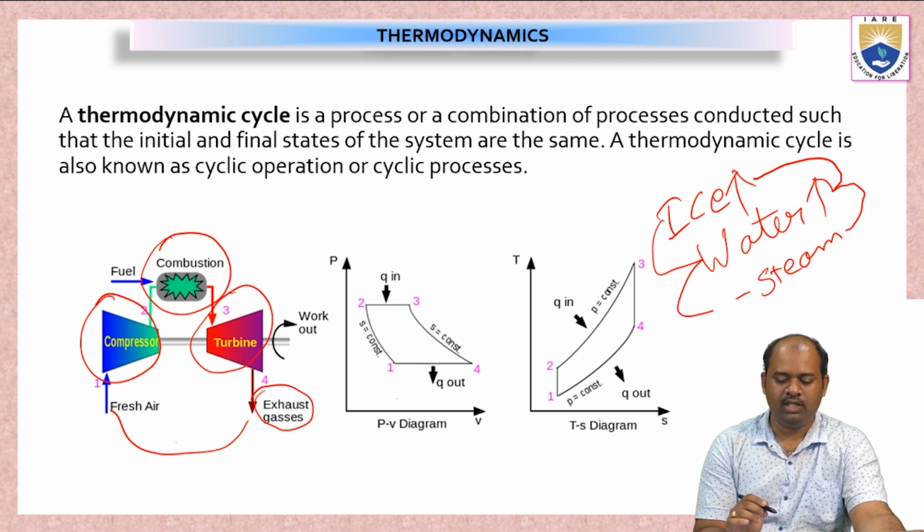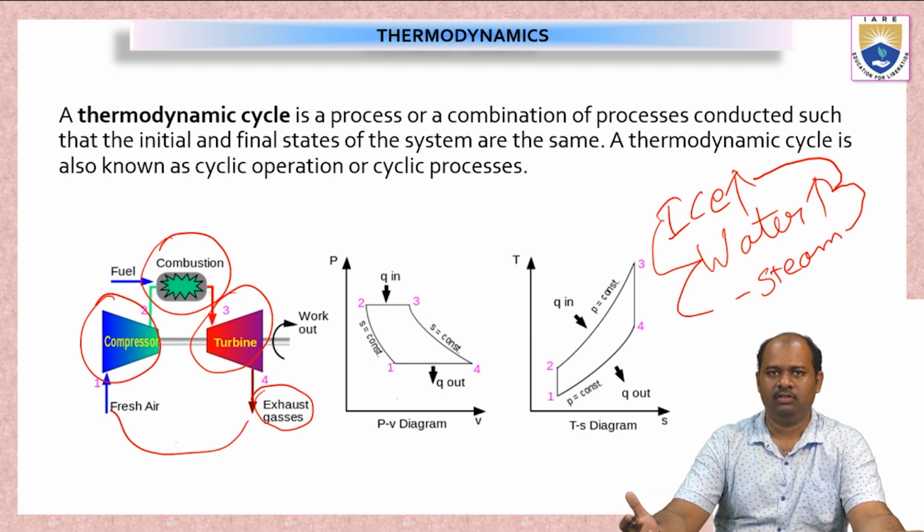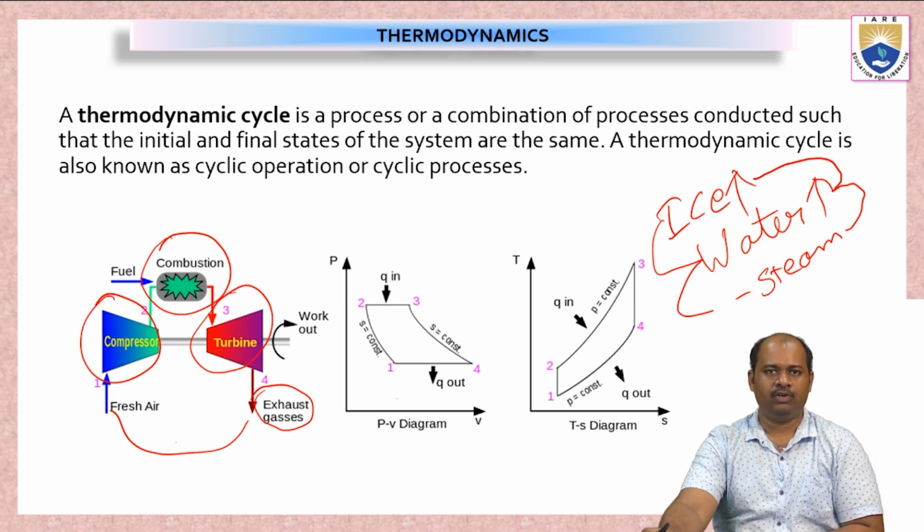So in this process we can simply understand that this is a thermodynamic process cycle where the initial stage is equal to the final stage. We have initially taken fresh air. This fresh air goes into the compressor, from there to the combustion chamber and from there to the turbine. Finally, it reaches out as exhaust gases where it is cooled and it is again sent into the compressor for the next cycle. So a thermodynamic cycle is also known as a cyclic operation or cyclic process.